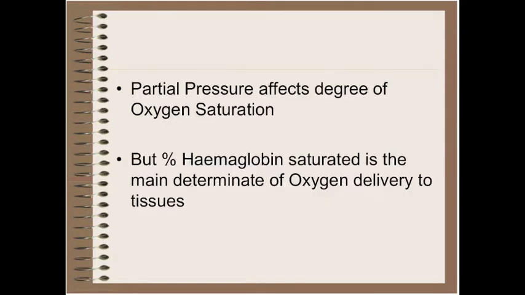So, as we've been talking about, the partial pressure, the kPa, the PO2 affects the amount of hemoglobin that's saturated, but the important figure is the degree of hemoglobin saturation, because that's the main determinant of how much oxygen is delivered to the tissues.